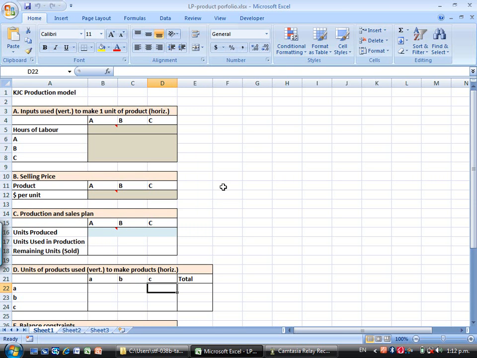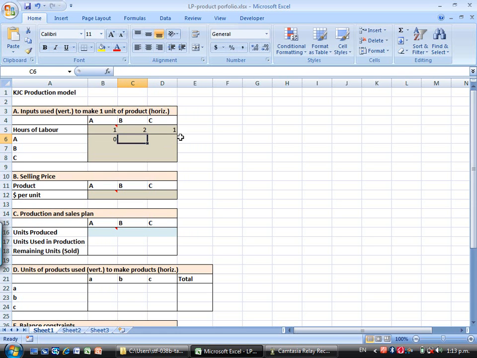So what we can see here is what we're going to start with. Now the hours of labour we read from the question. To make a jandal or product A is 1. To make product B is 2, and then product C is 1. Now, product A is going to require no units of product A. I think it's fairly obvious.